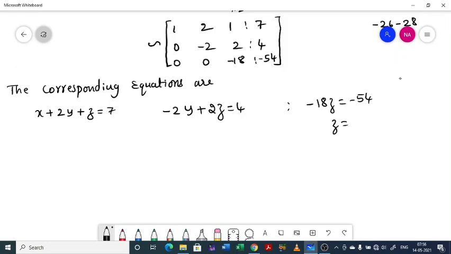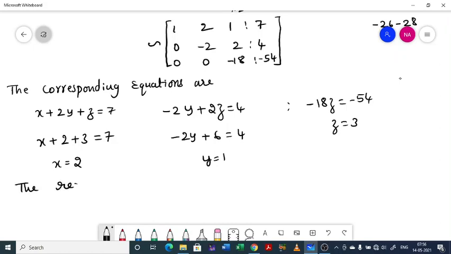So z is equal to 3, right? And minus 2y plus 2z, substituting 6, equal to 4. So we will be getting y equal to 1. x plus 2 plus 3 equal to 7, so x equal to 2, 7 minus 5 is 2. The required solution is 2, 1, 3.